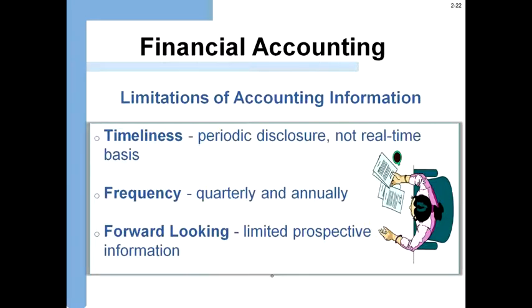So financial statement ni kita akan keluar quarterly and annually lah. Okay, tapi for an analyst, kita bukan hanya analyse quarterly or annually, kita analyse whenever we need the information to be analysed. So sebab tu, because of the quarterly annual report ni, memberikan limitation kepada account information tu. And the third one is the forward looking, which means that this account information have limited prospective information.